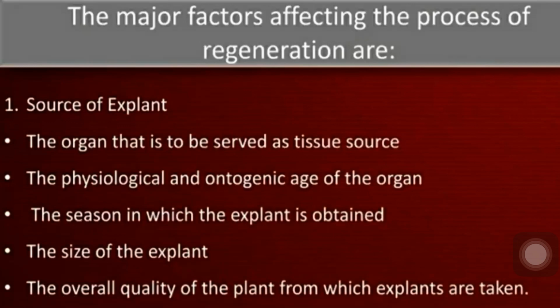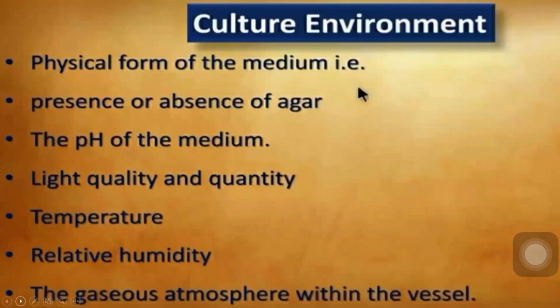Now, the second is we should know its physiological condition or its ontogenic age. It should be young enough. It should be able to tolerate all the conditions provided in the lab, and we should consider in which season we have taken it. We have to take the explant in the growing season only, because at that time the meristematic cells are very active. They will be able to give the best organogenesis result under in vitro conditions. Even the size of the explant matters. All the qualities of the explant play an important role in organogenesis.